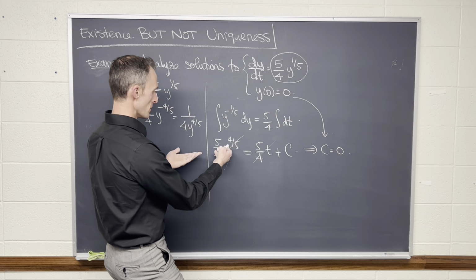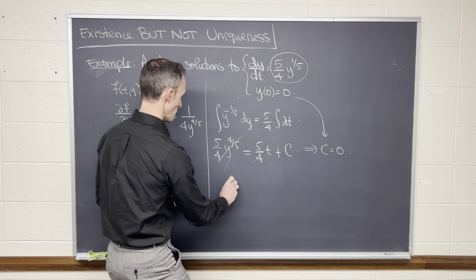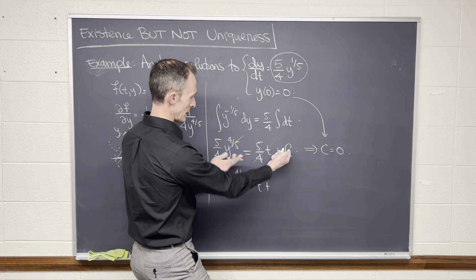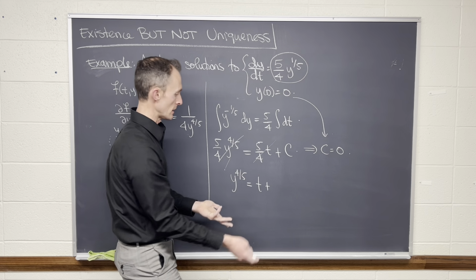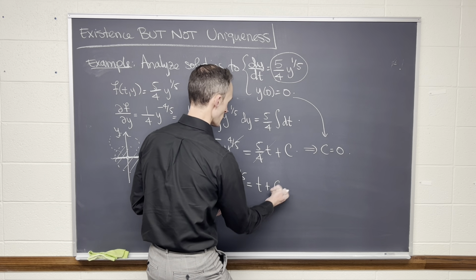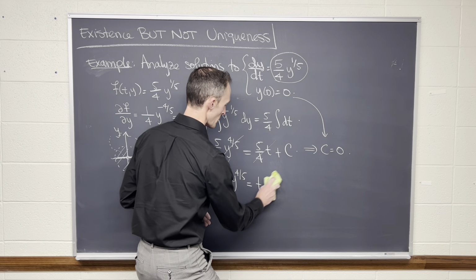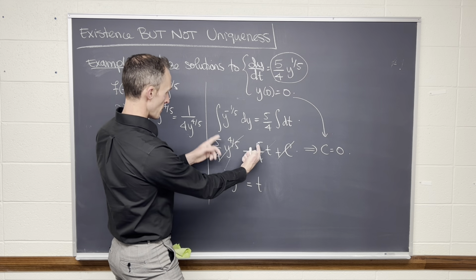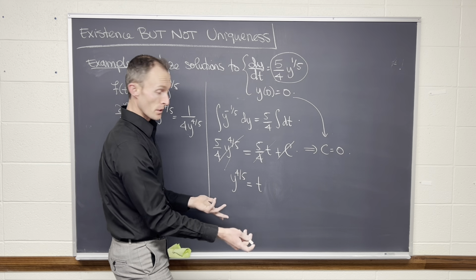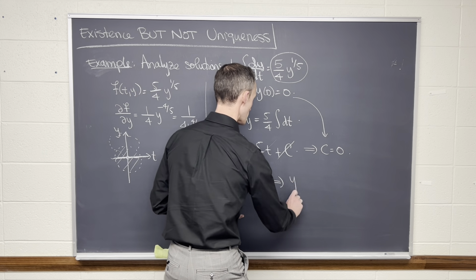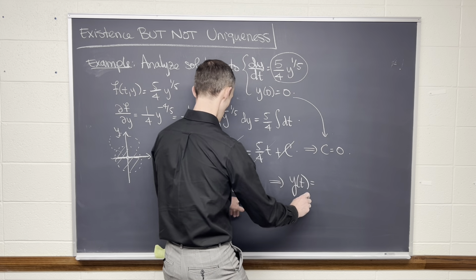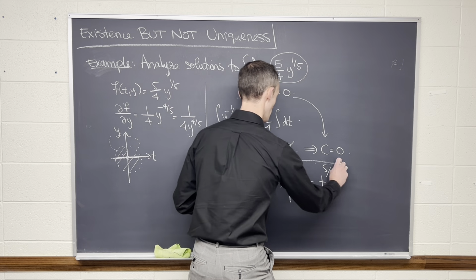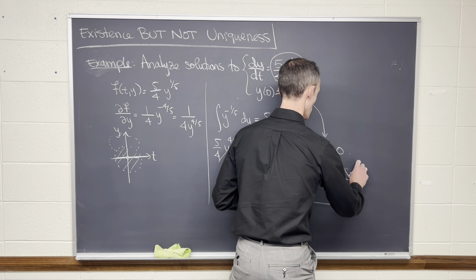Now let's solve. Let's divide by 5/4. I'm going to get y to the 4/5 equals t plus a constant; if I take a constant and divide by a constant, it does nothing. So let's call it c, and c is 0, so that's gone. If I take the 5/4 root, that tells me that my solution should be y of t equals t to the 5/4 power. So that's one solution to this whole thing.